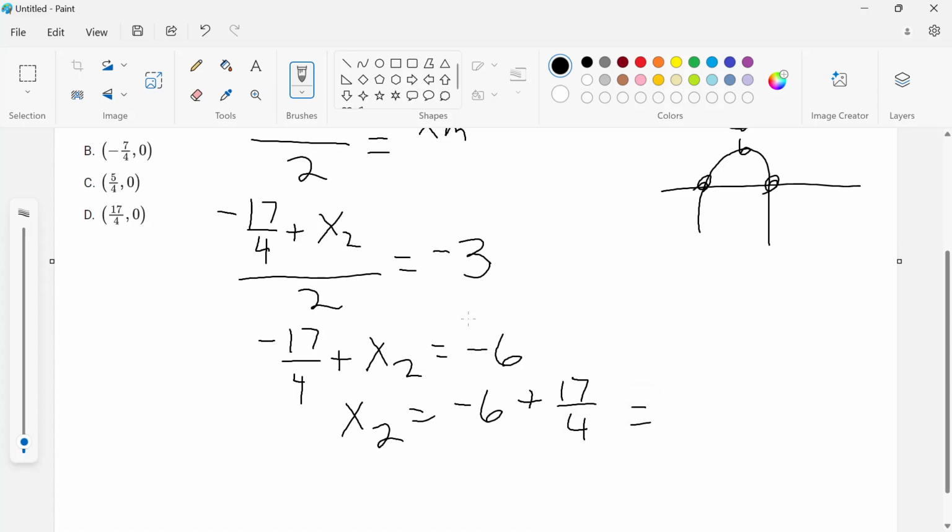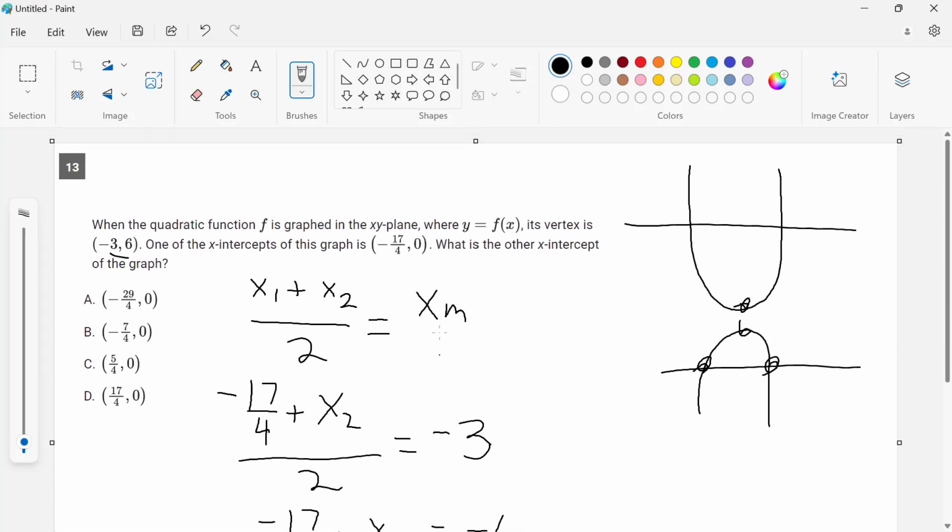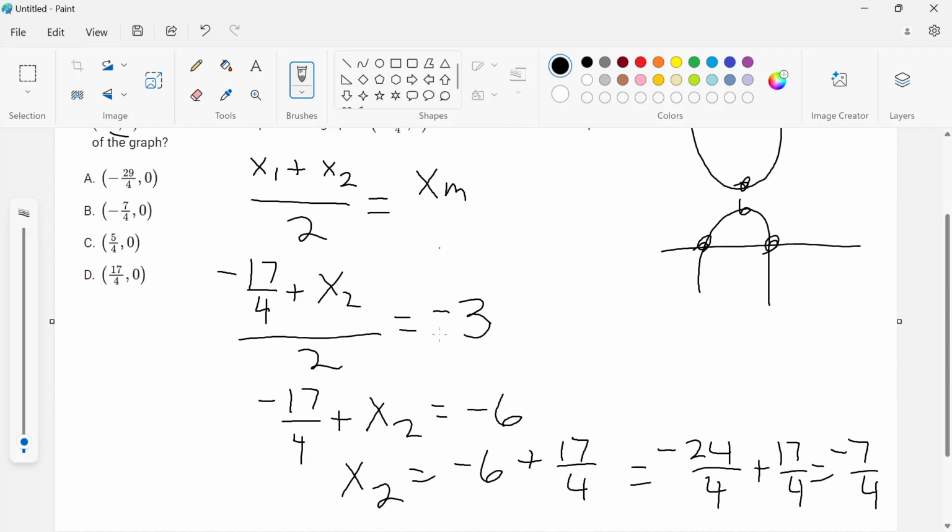I can rewrite negative 6. 4 times 6 is negative 24. Negative 24/4 plus 17/4 equals negative 7/4 is the x value of the other vertex, or other x-intercept. So that's B. Now there's another way to do this.